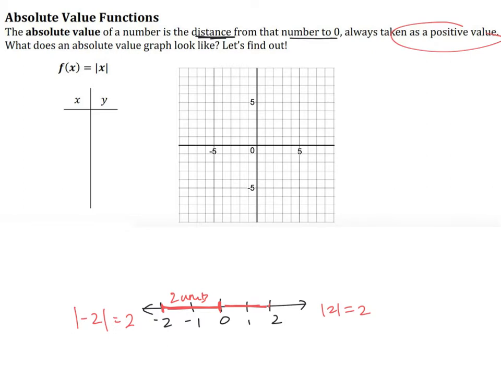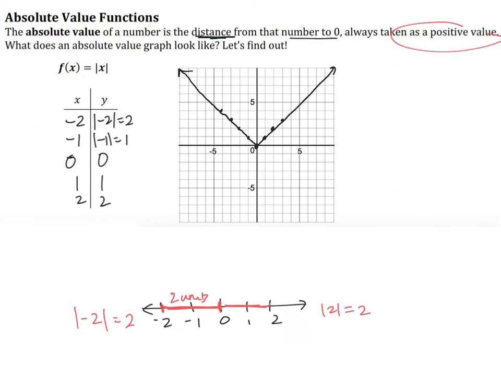Therefore, if I choose some negative and positive values, so negative 2, negative 1, 0, 1, and 2, this is the absolute value of negative 2, which is the distance we said is positive. It's just 2. This is just 1. So the absolute value of 0 is 0, absolute value of 1 is 1, absolute value of 2 is 2. So hopefully you're recalling that an absolute value graph is just going to be a V, cutting straight through the first and second quadrant.